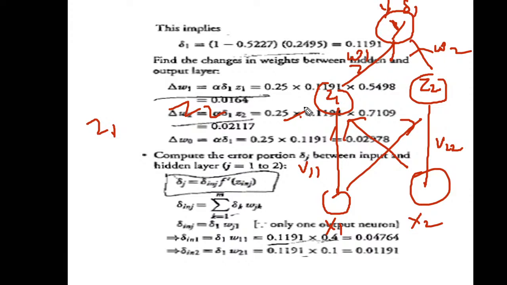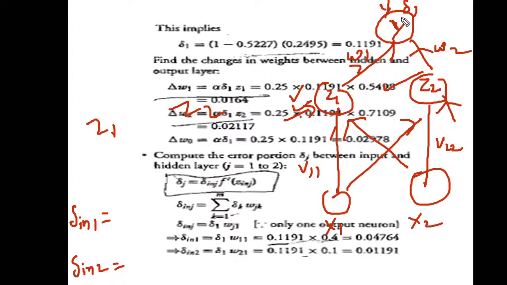Now what we are trying to do is propagate this error in the backward direction. From this output layer, it will reach Z1 and Z2. So we will calculate the total input coming at Z1 and at Z2 because of that error. We represent it as delta input 1 at this particular Z1, and similarly delta input 2 at Z2.